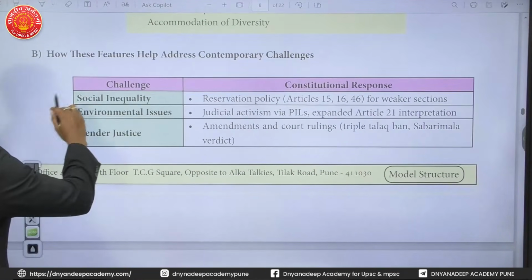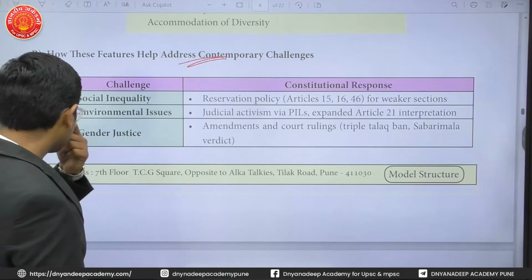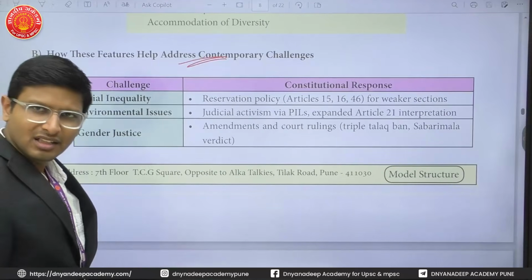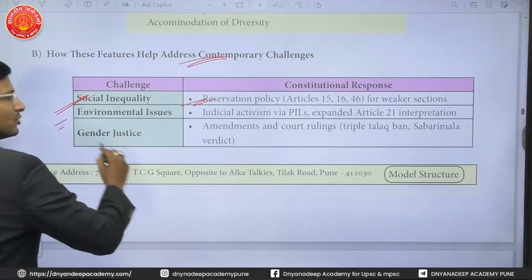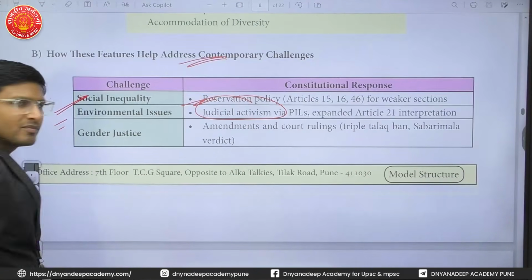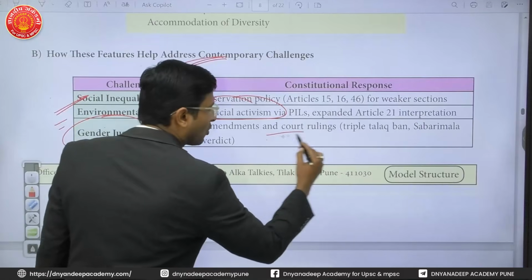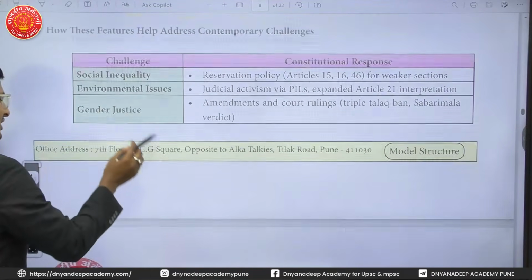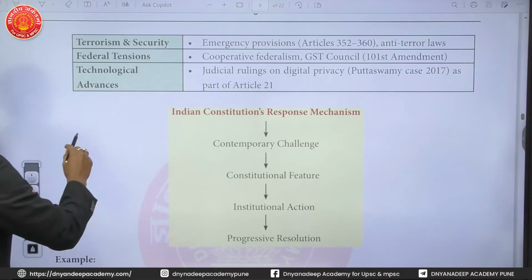How do these features help in addressing contemporary challenges? That is the next question. For example, if there is a social inequality challenge, how do we deal with it? Reservation policy. Environmental issues, we have judicial activism. Then gender justice, there are different court rulings, for example, triple talaq and the Sabarimala judgment of the Supreme Court. So we are using the constitutional provisions to deal with the social challenges.